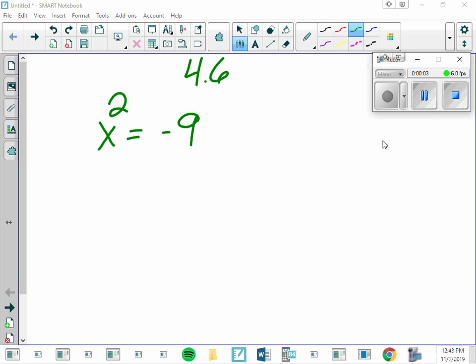In set 4.6, I'm going to introduce you to some new numbers. So let's consider x squared equals -9. What number makes that true? There aren't any. What about the number 3? 3 times 3 is 9. What about the number -3? -3 times -3 is still 9. Okay. What about 3 and -3? That's not the same number. All right. So this equation has no solution.